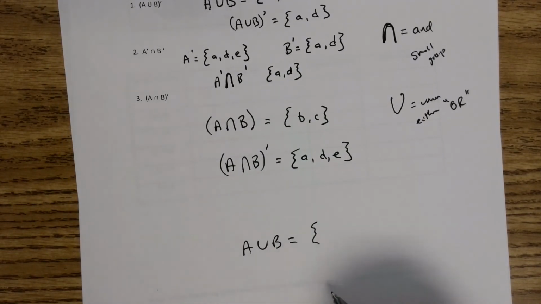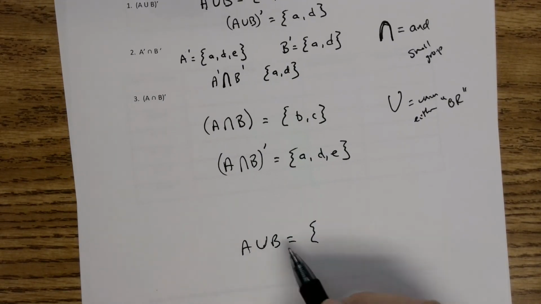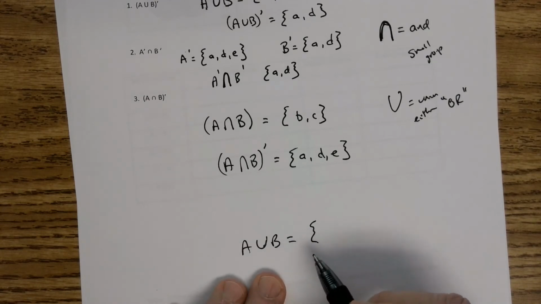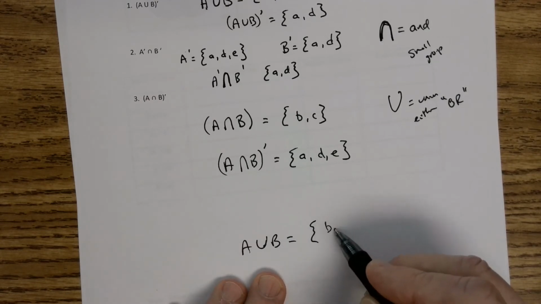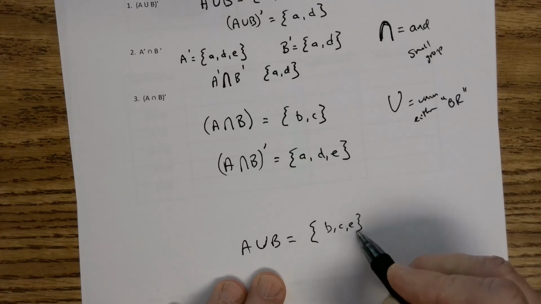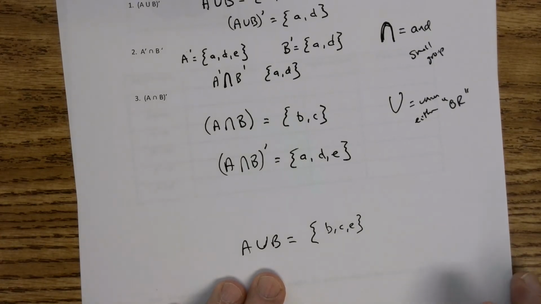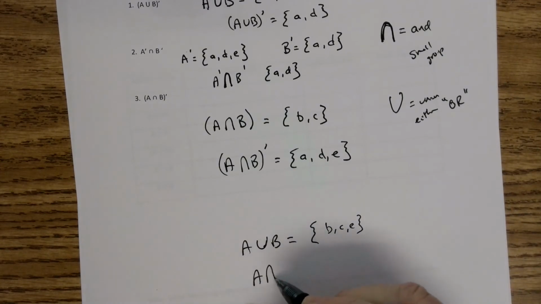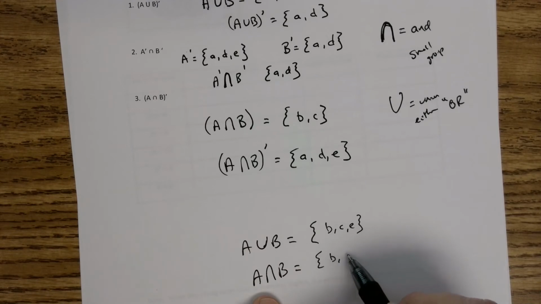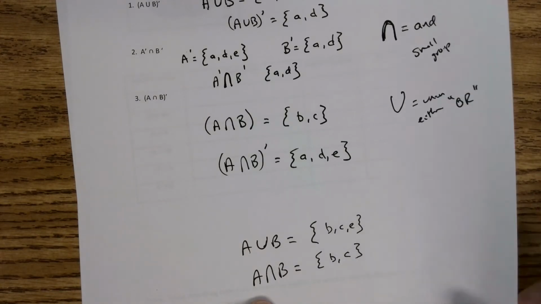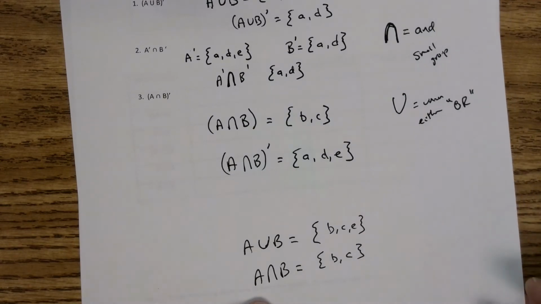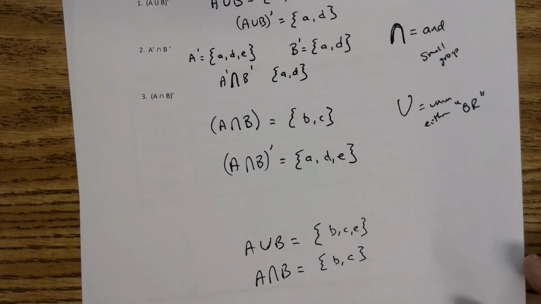So it could be in A or it could be in B. It could be B, C, or E. But wouldn't that just be? The other one, what's A and B? A and B is just C, because it has to be in both. Okay, got it. The word both is what we need to remember. And is both, and then the other one's the opposite. Let's practice. Ready?